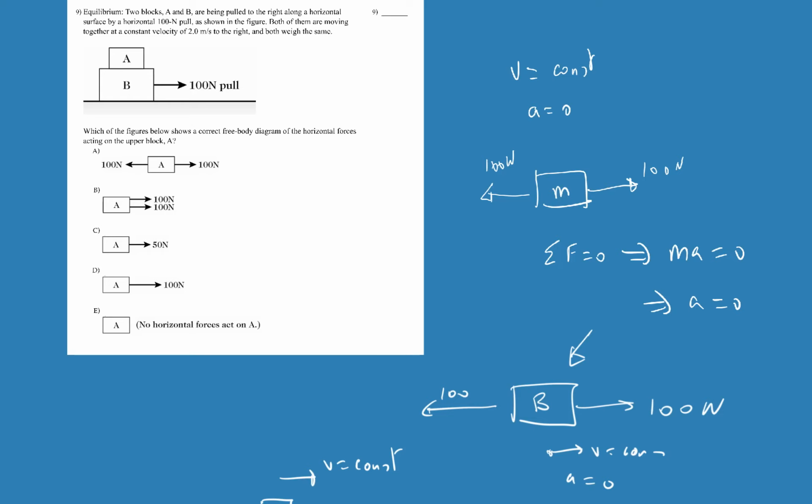But the problem says that the velocity is constant, so there is no acceleration. So what does that mean? It means that if there are 100 newtons to the right, there should be 100 newtons to the left to produce zero force. And zero force produces zero acceleration. So the condition here is that the magnitude of the velocity is constant, so the acceleration is zero.